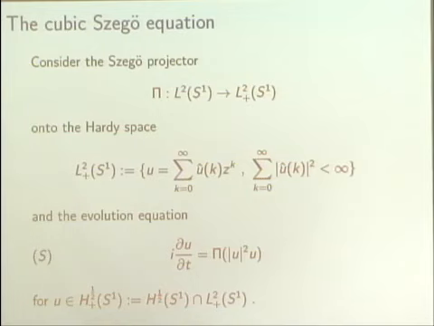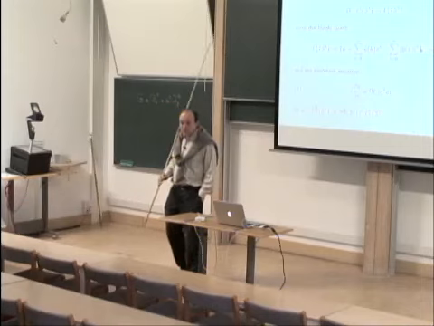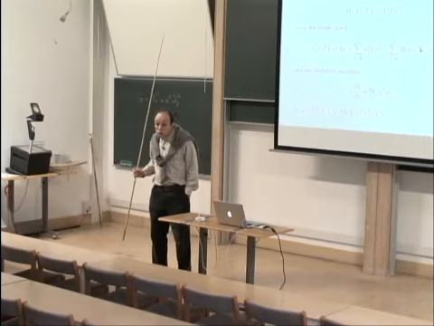Rather than working on R2, I'm working on the circle. So just one variable. I'm on the circle, and I consider the so-called Hardy space. The Hardy space is a subspace of L2 functions on the circle. I denote it by L2 plus, not by H2. Usually in harmonic analysis, it's denoted by H2, like Hardy.